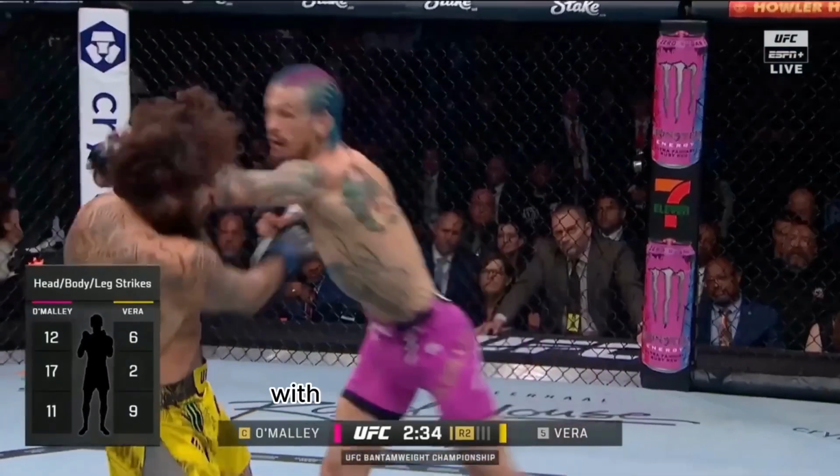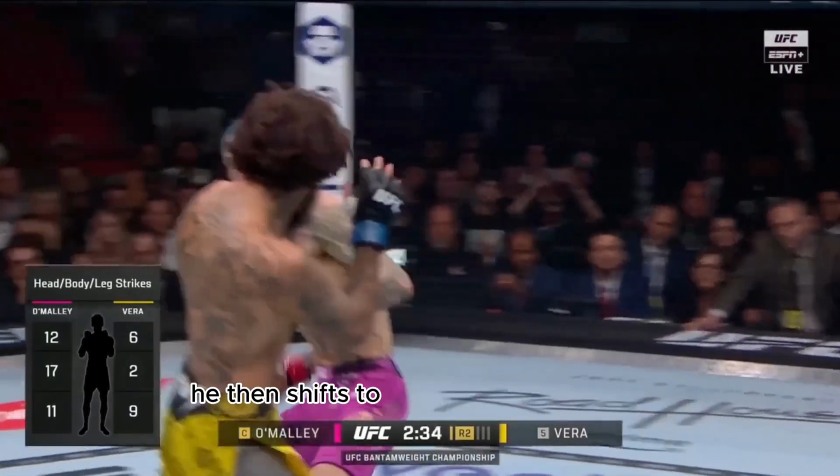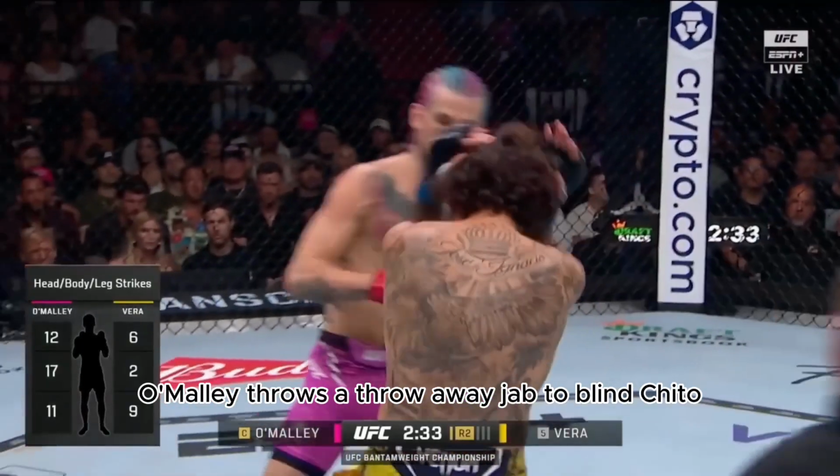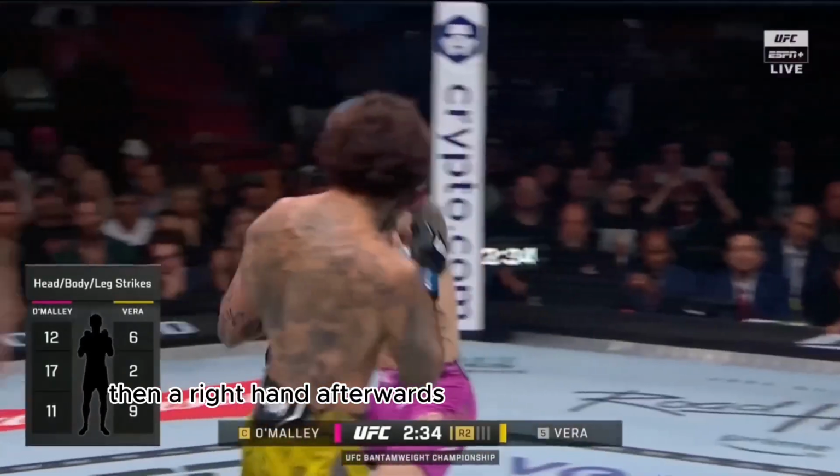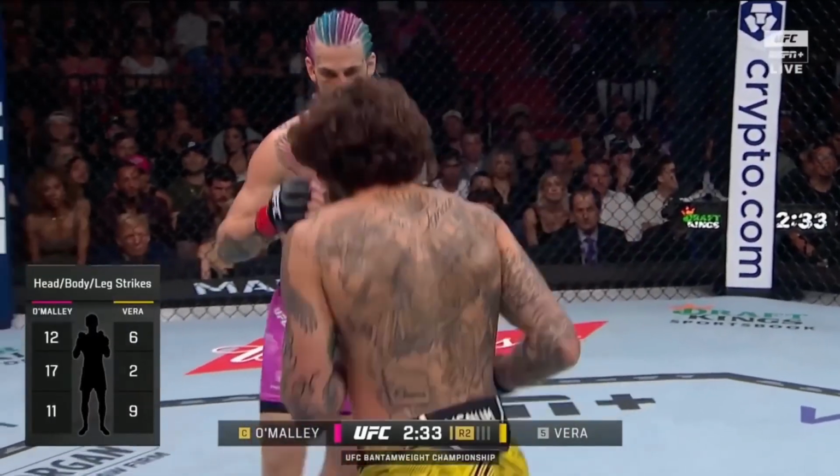Not in all of these clips does O'Malley take advantage of the angle. This is because he perhaps missed the opportunity or was too late, but the openings will still have been created, which is what we shall be focusing on. Let's get started. In this first clip, O'Malley shoots a straight left with lead foot dominance. He then shifts to his right into orthodox with an outside angle. Notice how Cheeto is forced to turn and face O'Malley. O'Malley throws a throwaway jab to blind Cheeto, then a right hand, afterwards stepping off at an angle.